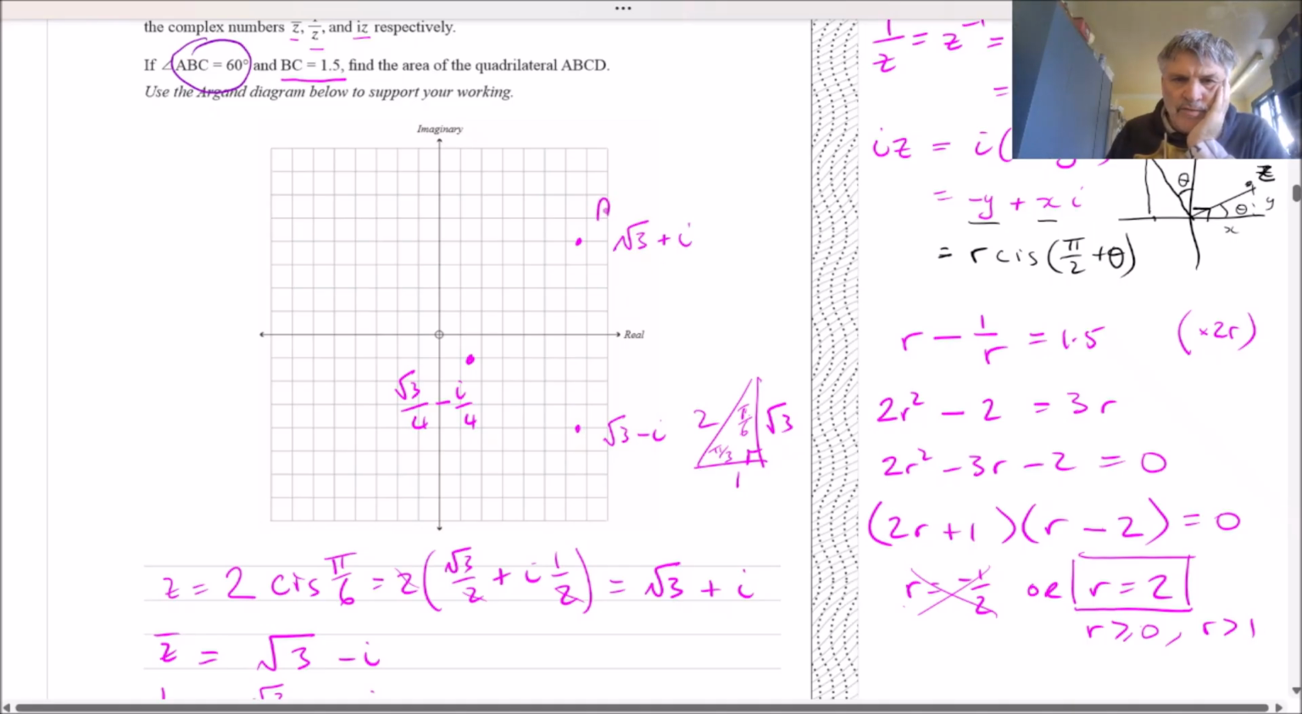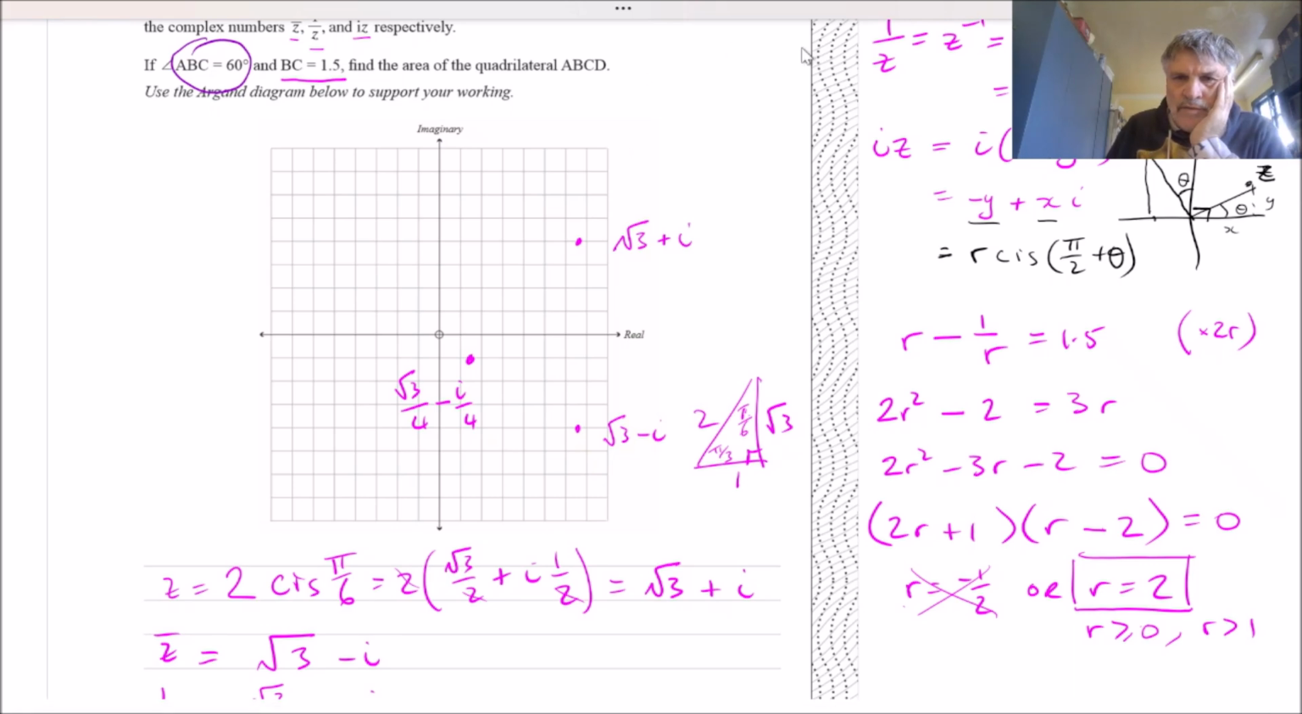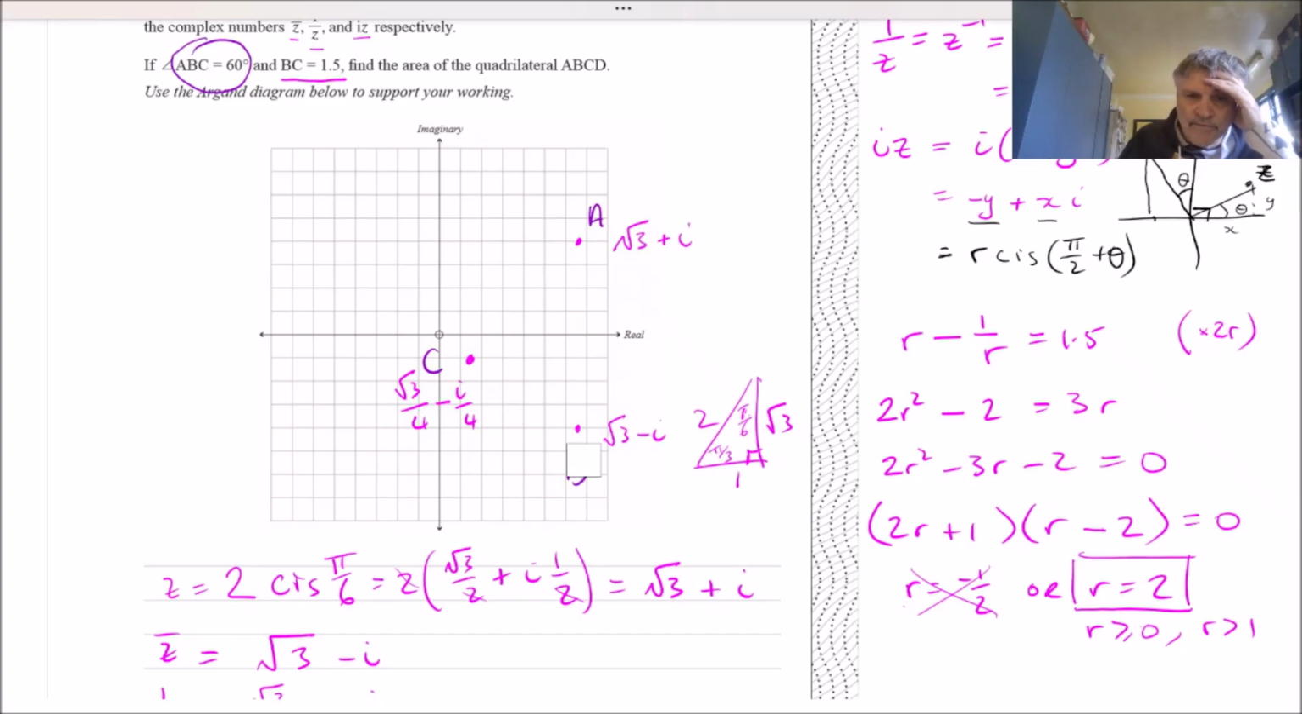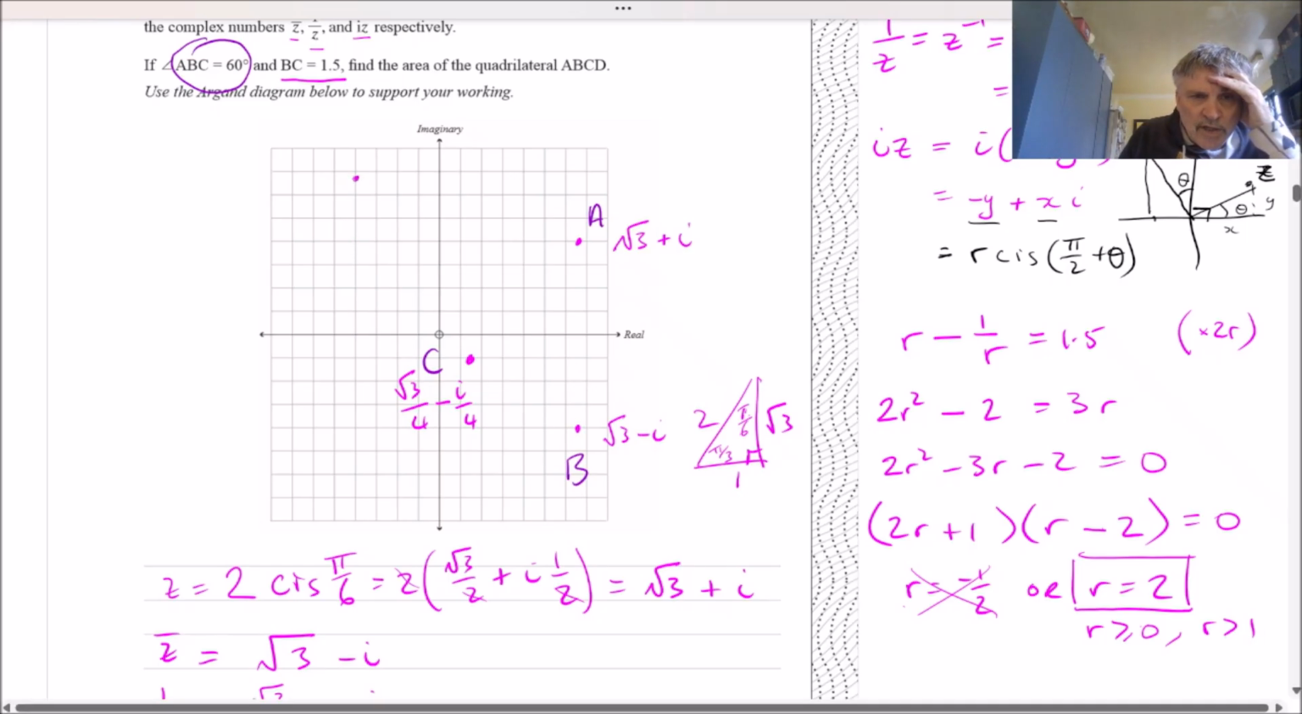I guess I should label the point names as well, but maybe it will help if I give those different colors so everything stands out. And then minus 1 plus root 3i, so we're over here, minus 1 plus root 3i is up here somewhere. It's minus 1 plus root 3i, and that's point D.